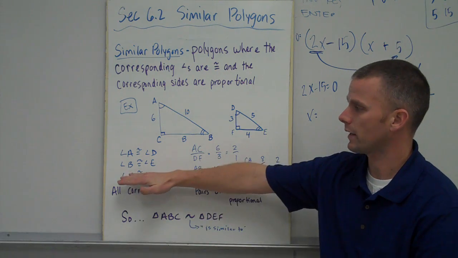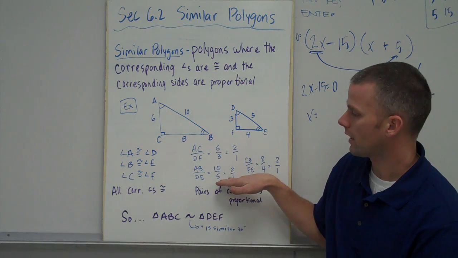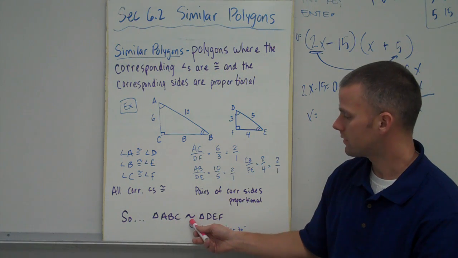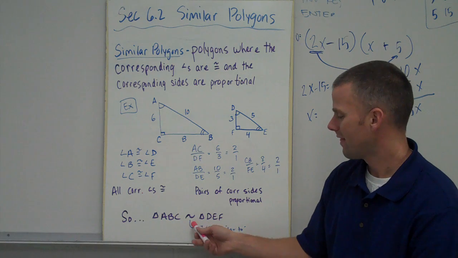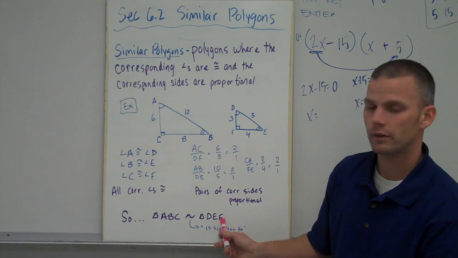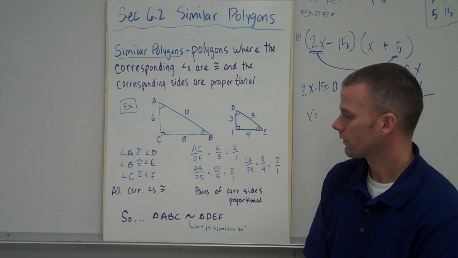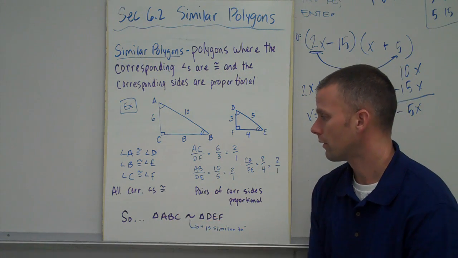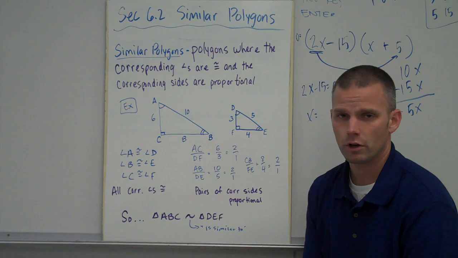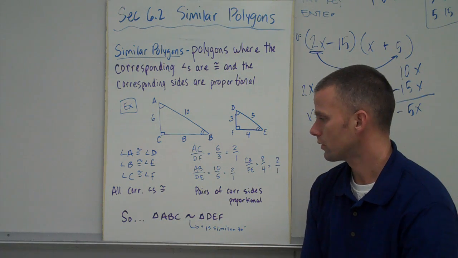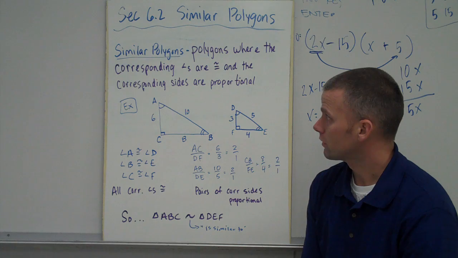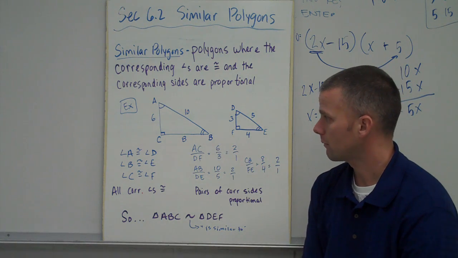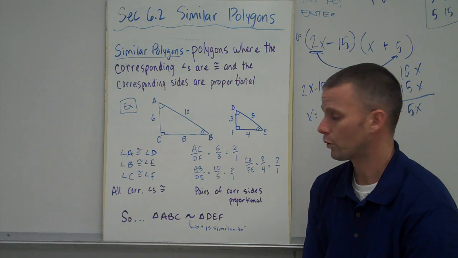So since corresponding angles are congruent, corresponding sides are proportional, that means that triangle ABC is similar, this little squiggly line right here, that means is similar to triangle DEF. Alright? And this is what we call a similarity statement. We'll get more into that here as we get into another example. We'll talk a lot about that tomorrow as well. So that's our definition of similarity in terms of polygons, and there are examples showing how that definition works.